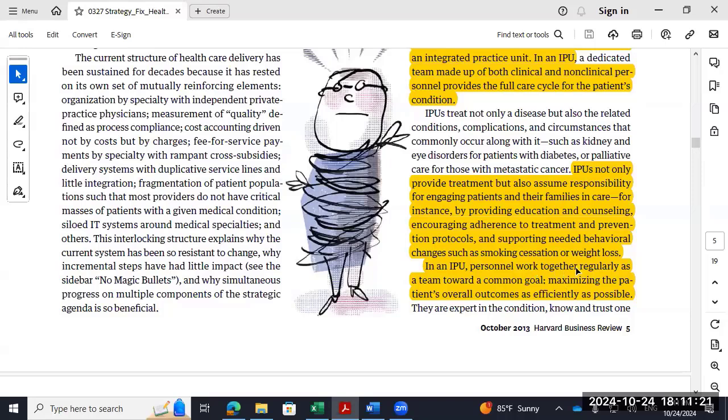IPU personnel work together regularly as a team toward a common goal, maximizing the patient's overall outcomes as efficiently as possible. Essentially, what you want the hospital to ask is, what is it that will make the patient the healthiest? If that is getting them to a gym versus giving them statins, then that's what you do.